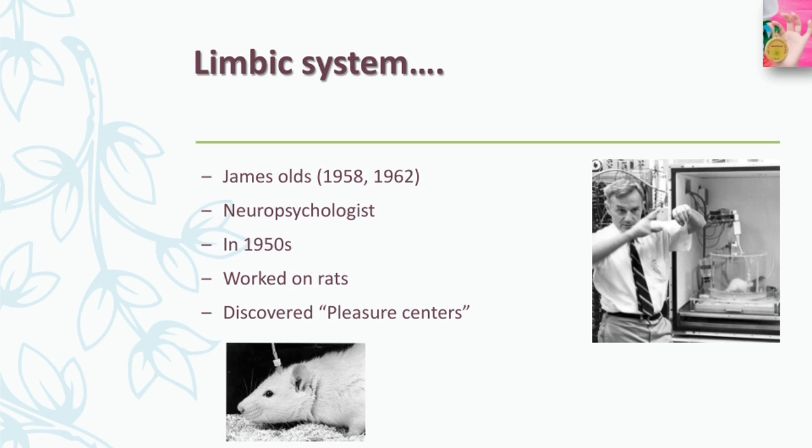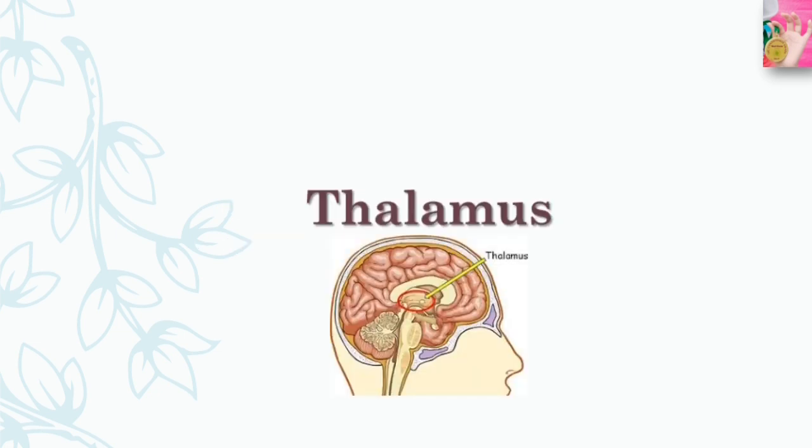Exactly how electrical stimulation can produce rewarding sensations is still not completely understood. But neural pathways involving the neurotransmitter dopamine seem to play a prominent role. So let's briefly consider some of the key limbic system structures and the role they play in behavior. So let's start with the thalamus.